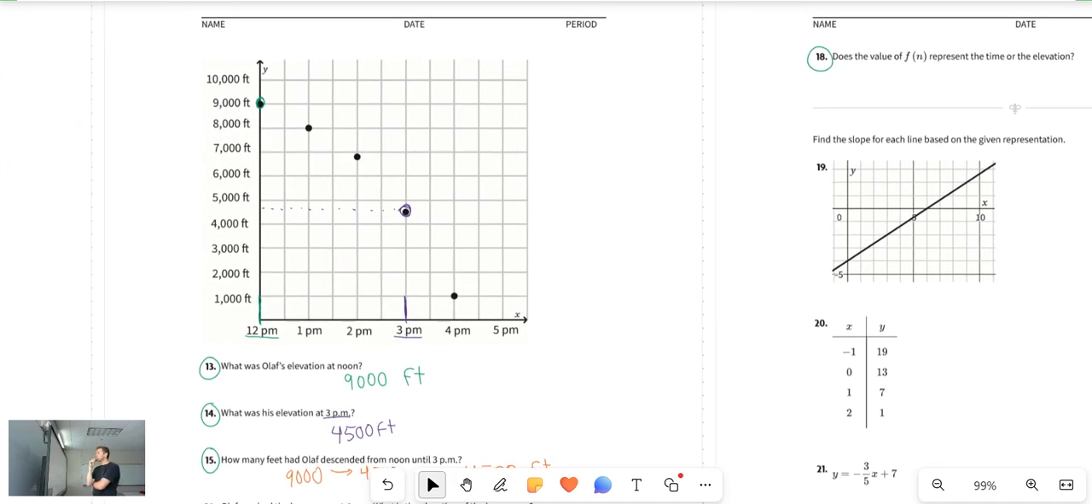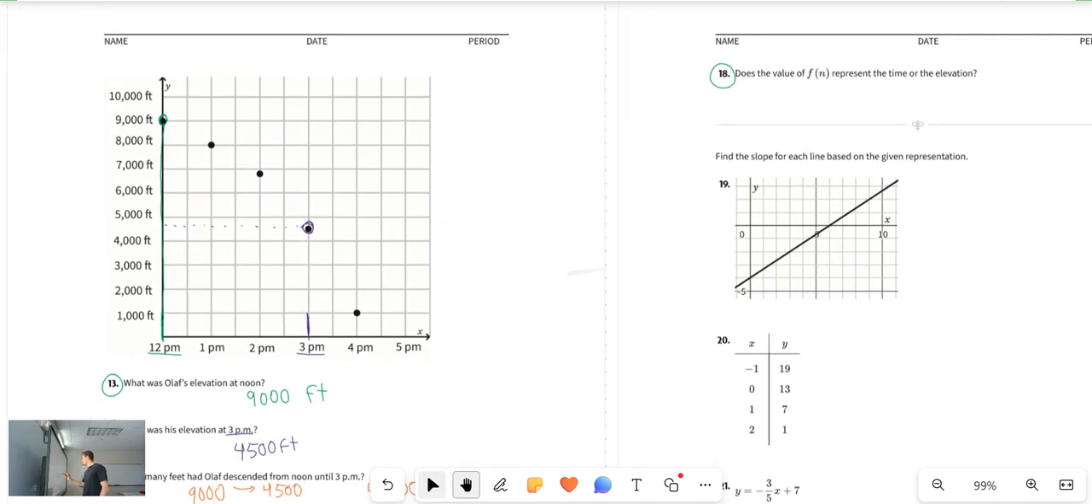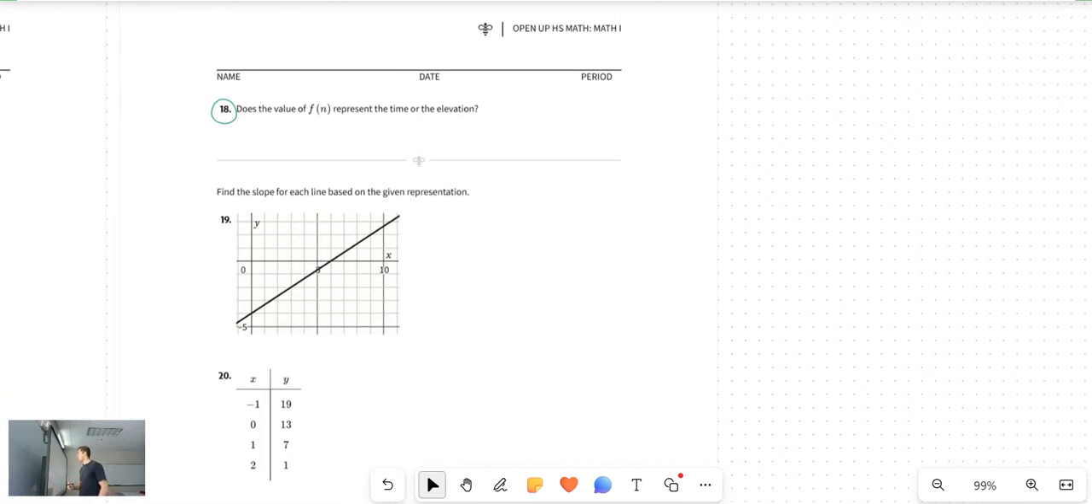But if we look at the graph, f of n, we always were told that our ordered pair, our point, would be x comma y or n comma f of n. So if f of n is after the comma, that means it's the y. And if we look at the y-axis here, it's the axis we started to mark in green, right? This is our y-axis. It looks like we are measuring feet vertically. So if we go back to our question, does the value of f of n represent time or elevation? Well, f of n was the vertical, so f of n is elevation.